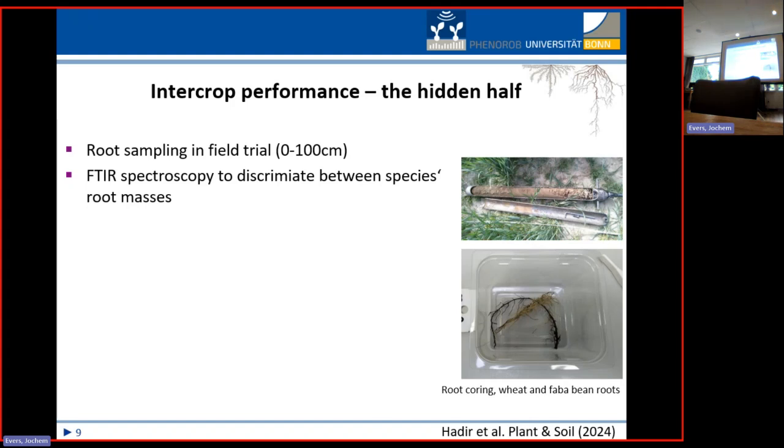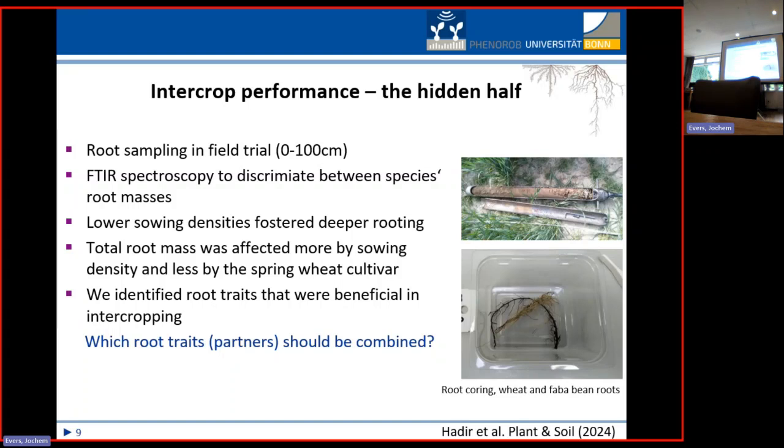To keep it a bit condensed, what we found is that the sowing density had a high impact on the rooting, and the lower sowing density fostered a deeper rooting. Because when you have a very dense canopy, the plants compete a lot for light, and they invest a lot of carbon into the growth, not so much in the roots. But when they have a bit more space, they also grow deeper. So the sowing density was more important than the spring wheat cultivar.